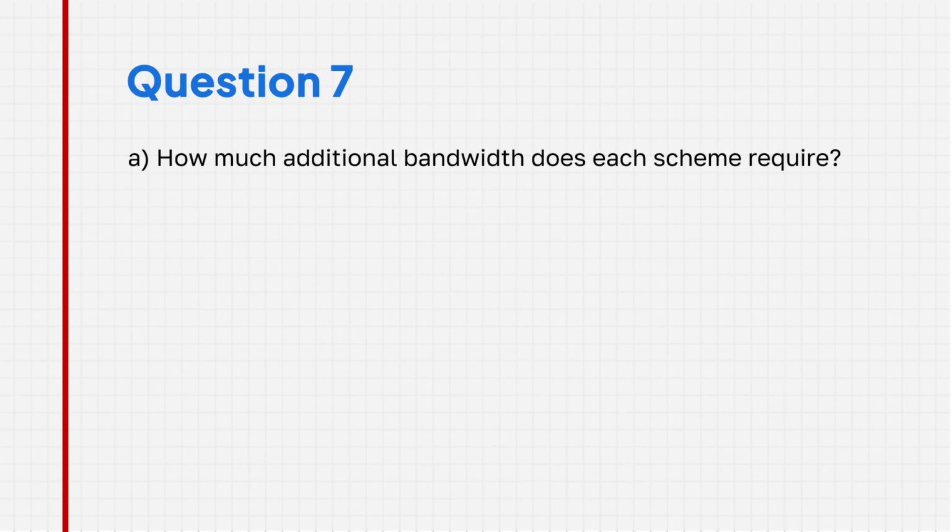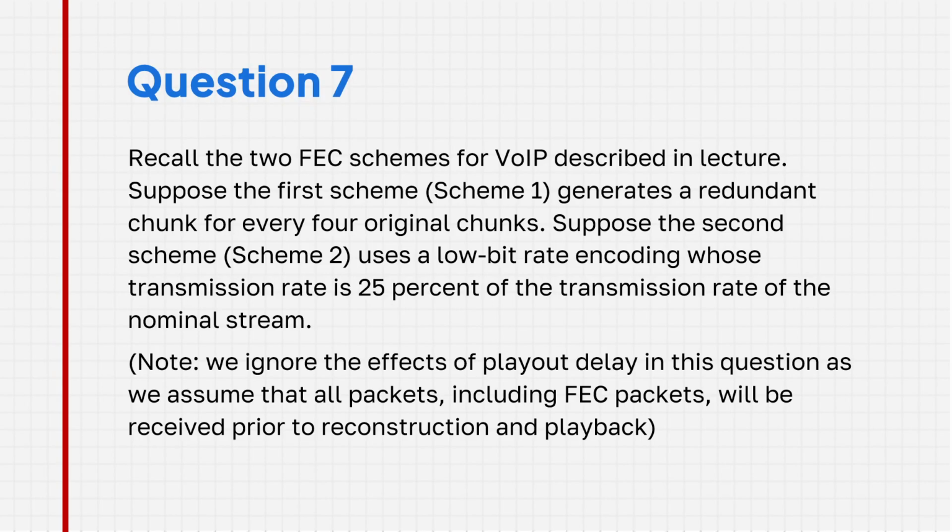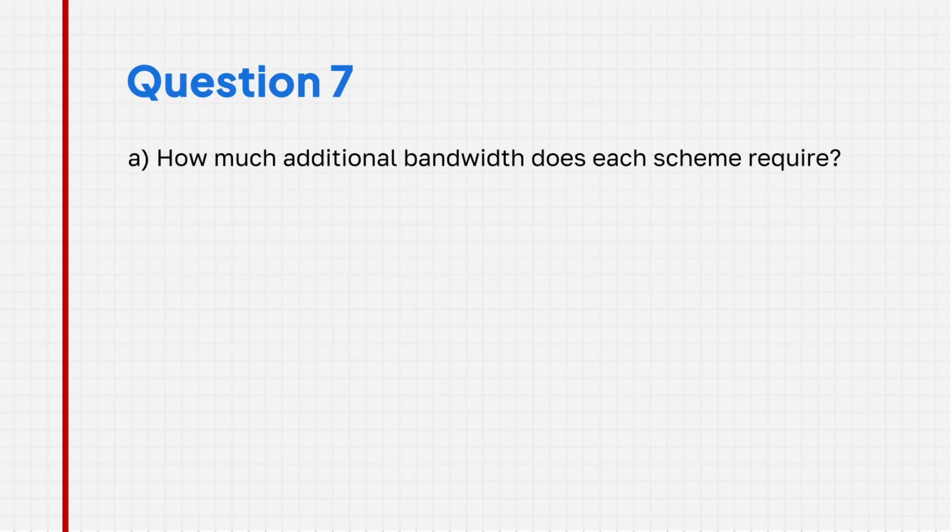Basically, we are going to see what the trade-offs are. When is one scheme preferred over the other? Okay? So, in the previous scheme, instead of generalizing it to n, for the first scheme, every 4 chunks will generate one redundant chunk. Okay? So n equals 4. Then the second one is basically, you are going to add a lower encoding rate, which is 25% of the original transmission rate. Okay? So, the question is how much additional bandwidth does each scheme require?